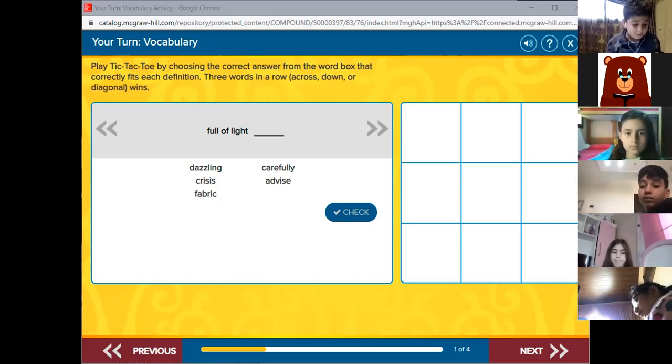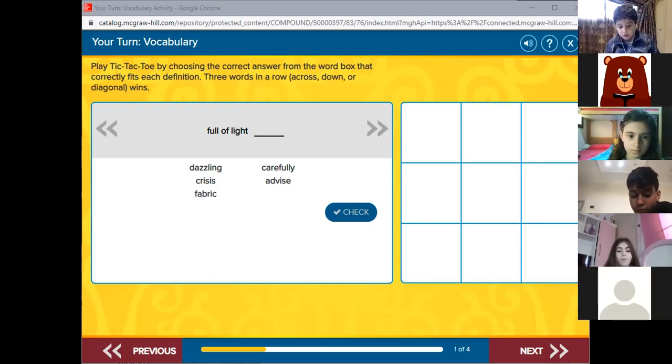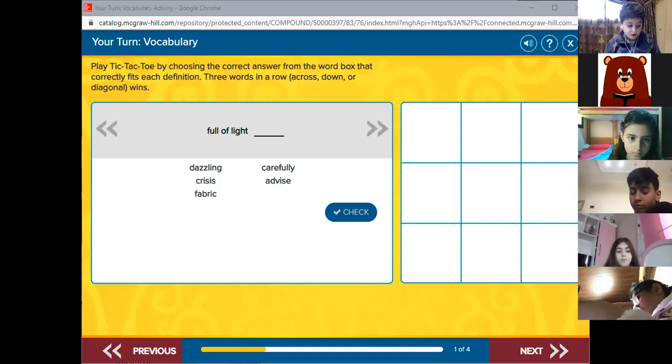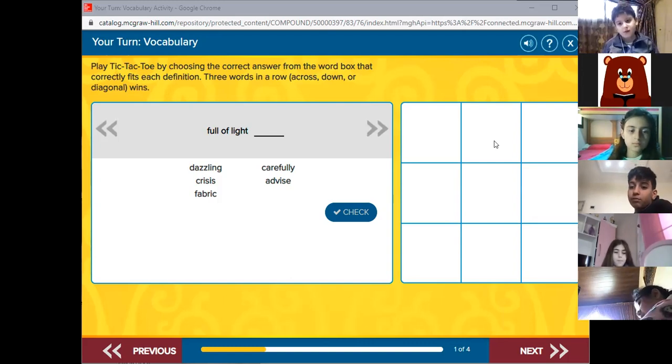A trailing fabric grid. Fabric. I said grid. What is the first word? Attract. Yeah, attract. Fabric, greed, and what else? Bright. Dazzling fabric. Okay, yalla. Thank you, Ali.